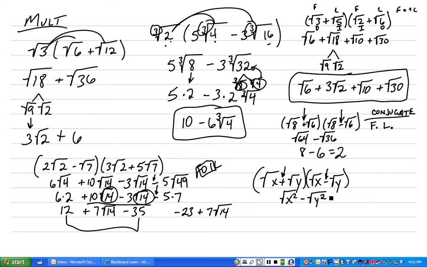And we talked about in previous sessions how the square root sign cancels the square. So you're left with this x, your minus sign in the middle, and this y. Alright, so your answer would be x minus y. Okay, and that's conjugates.